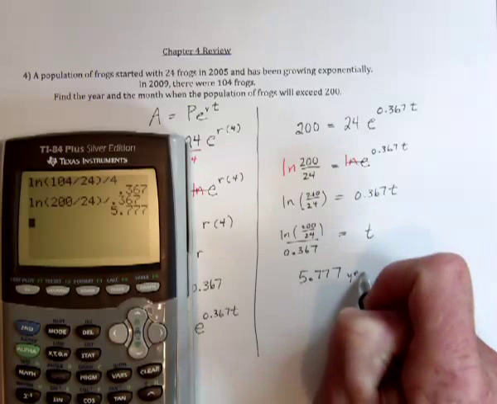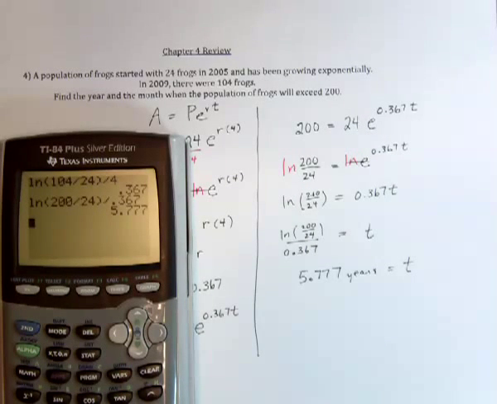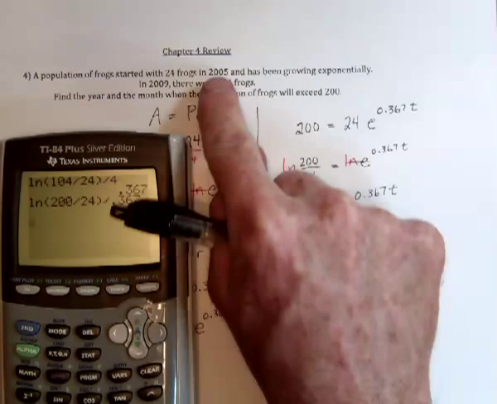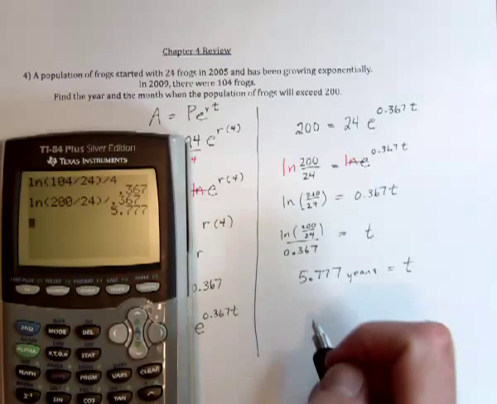5.777 years later is when there's going to be 200 frogs. So moments after that, it's going to exceed 200 frogs. But we now need to find the year and the month. Well, this is saying 5 years later from the start of the story. So that means that it's 2010.